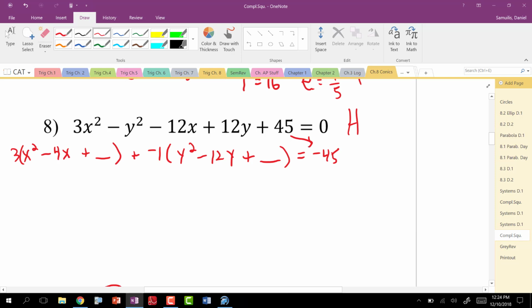All right. What's the first? Oh, sorry. Blankety blank. Okay, what's the first blank? 4. Half of negative 2, or half of negative 4 is negative 2. Negative 2 squared, 4. But what's this next blank? Half of negative 6? 36. Oof. All right, and what are these blanks? This one is 12, 3 times 4. And then this is negative 36.